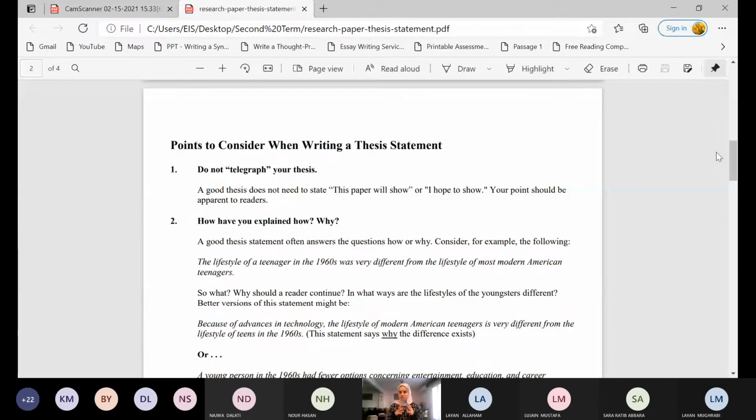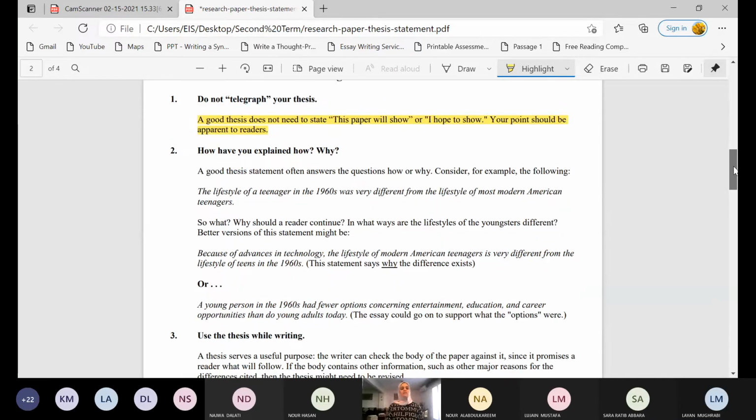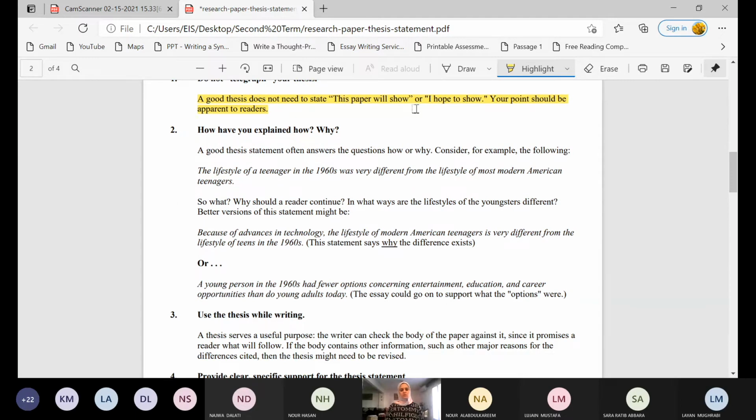So these are tips and tricks for writing a thesis statement, girls. Points to consider when writing a thesis statement. Do not telegraph your thesis. A good thesis does not need to state "this paper will show" or "I hope to show" your point. You have to highlight this for the rest of your life. Your point should appear to readers. Never say "this paper will show." Never say "I hope to show." Never, ever talk this way in a thesis statement.